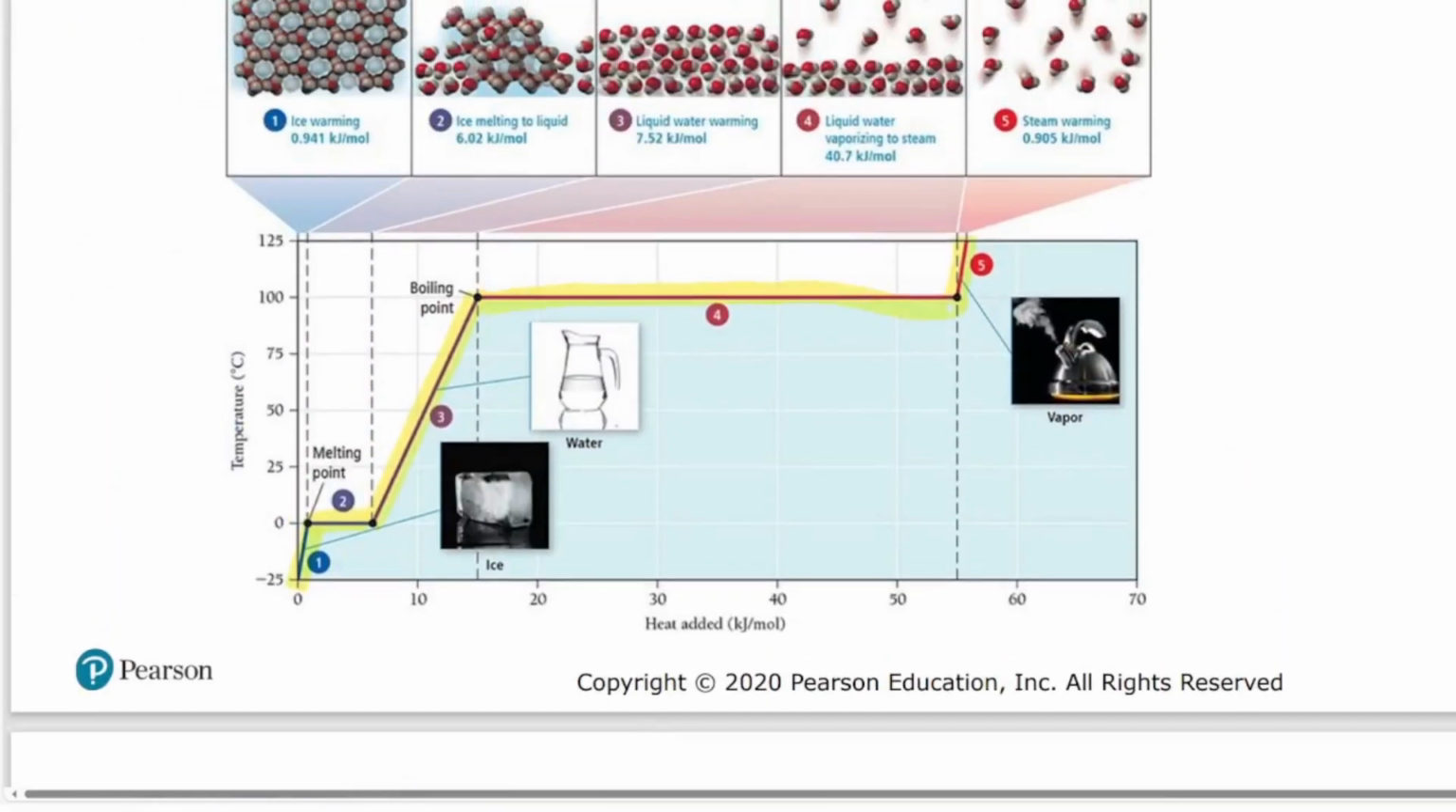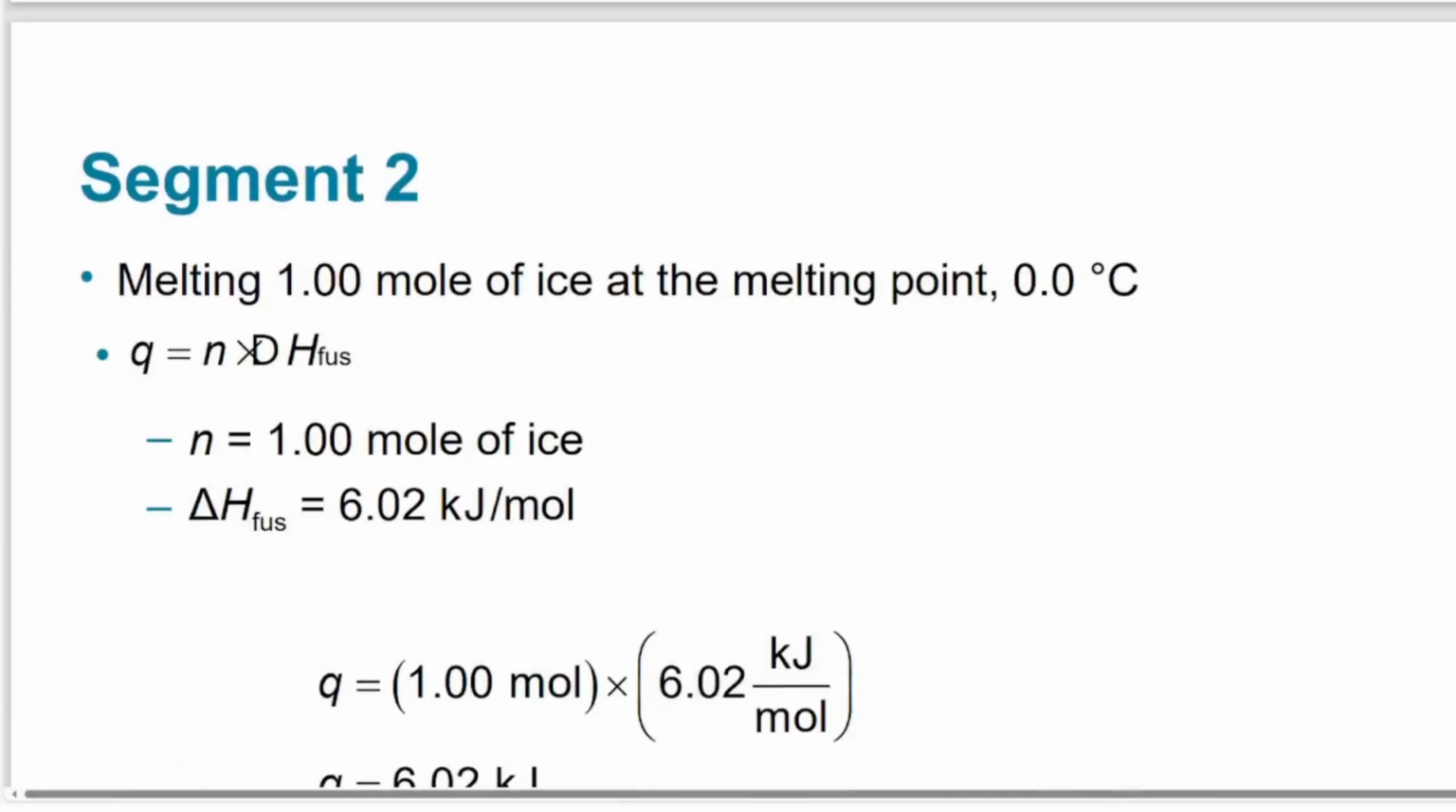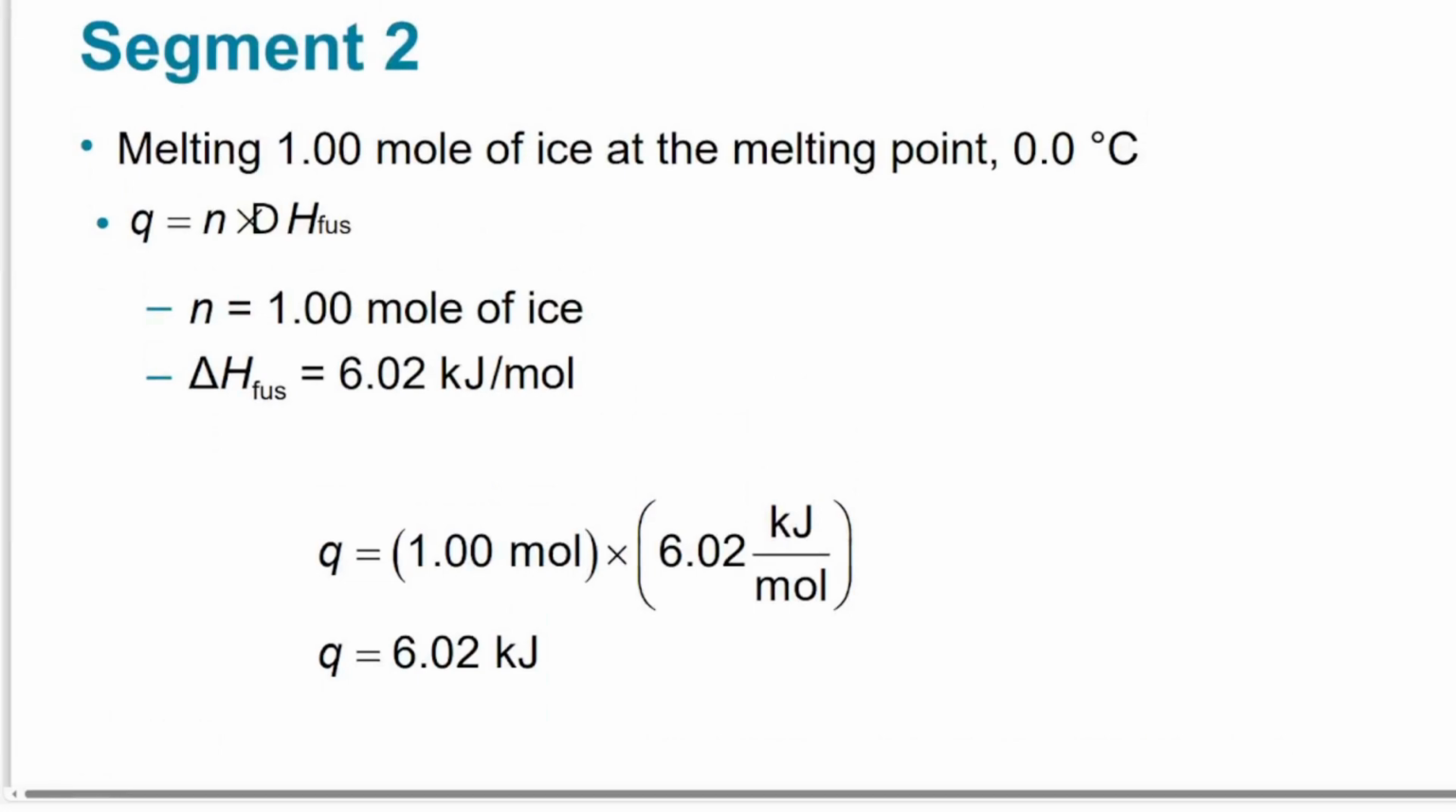You see here that we're going from negative 25 to 0. In the next region, we're going to be looking at the melting of the ice. Notice that the temperature doesn't change here. Because the temperature doesn't change, we can't use the same equation. So for segment 2, our Q is governed by n, which is the number of moles, times the delta H of fusion. So in segment 2, we're melting 1 mole of ice at the melting point, which is 0 degrees C. Our n is 1 mole of ice, and our delta H of fusion for melting of ice is 6.02 kilojoules per mole. So the Q is 1 mole times 6.02 kilojoules per mole, so we get 6.02 kilojoules.